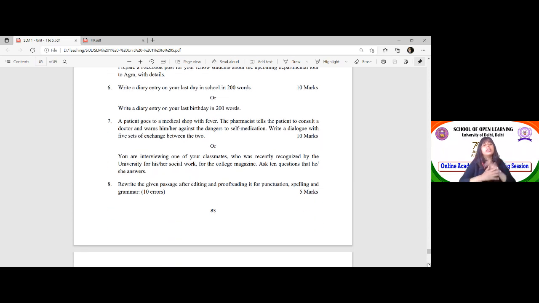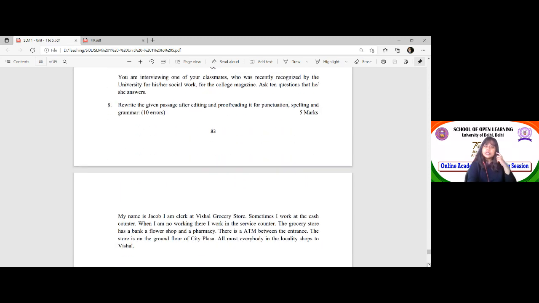Then the seventh question is, a patient goes to a medical shop with fever. We were discussing this in the last class when we did the dialogue. So it's either a dialogue or an interview. We have just discussed these two questions in the last class. And the last one is the grammar. This comes from the Swiggle and the Doodle Doo chapter, where we discuss grammar, parts of speech. So this is the grammar.